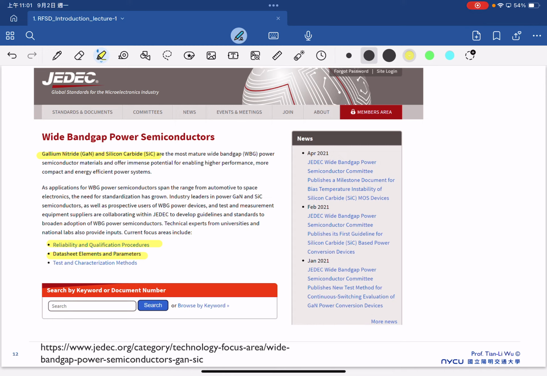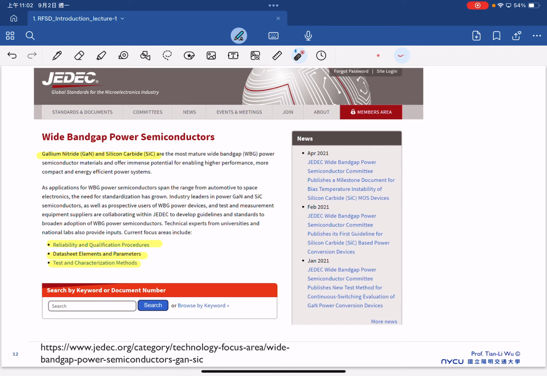So if you want to buy a new component, for example from Mouser or Digi-Key, for sure you will check the datasheet because you want to know the typical performance of this product. So in JEDEC, they also list the standardized datasheet parameters and also the test and characterization methods here. I copy-pasted this page a few years ago, so it's a little bit old, but they still update it. This is just an example.